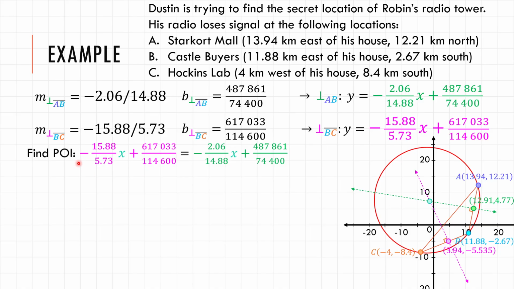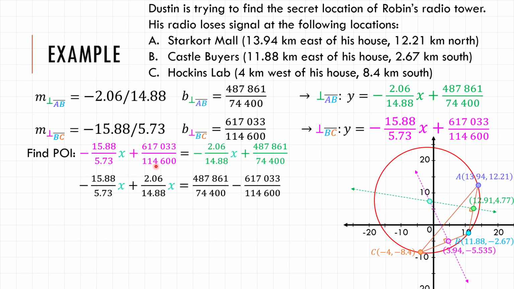And we can find out what that is now that we have an equation with only one variable just by isolating x. So I'm going to add, because this is negative, so I'm going to remove this term. I'm going to move all my terms that have an x to the left side. So I'm going to do that by adding 2.06 over 14.88 to both sides. So you can see I've got that here. At the same time, I subtracted 617,033 over 114,600 from both sides, and that moved it over from the left side to the right.